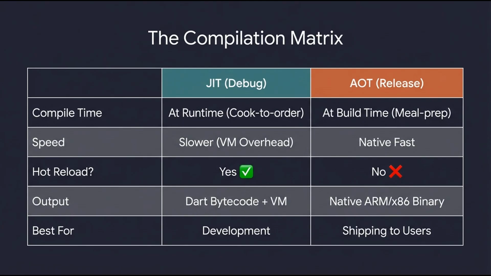Compile time. JIT compiles at runtime, cook to order. AOT compiles at build time, meal prep. Speed. JIT is slower due to VM overhead. AOT is native fast. Hot reload. JIT supports it. AOT does not. Output. JIT produces Dart bytecode plus VM. AOT produces a native ARM or x86 binary. Best for. JIT is for development. AOT is for shipping to users.